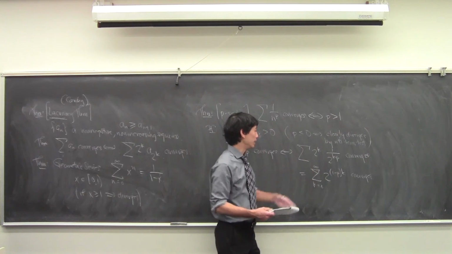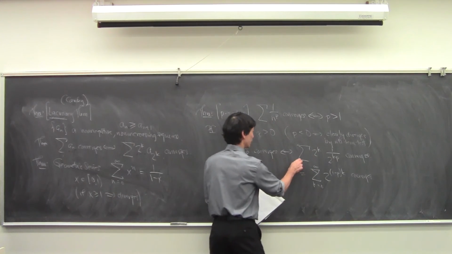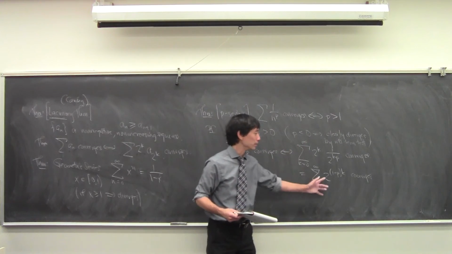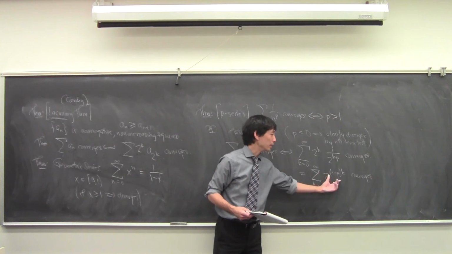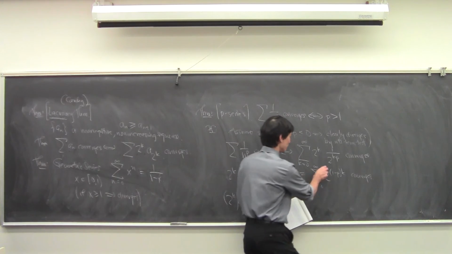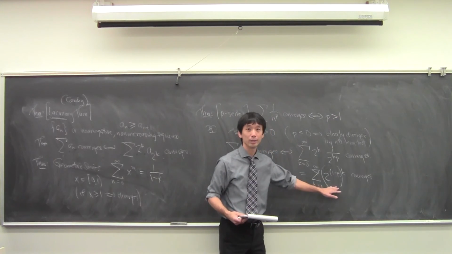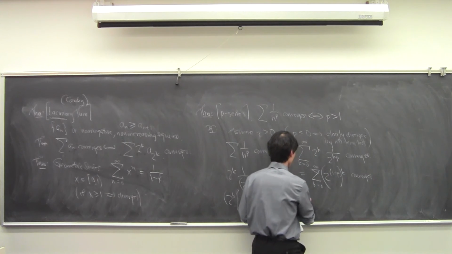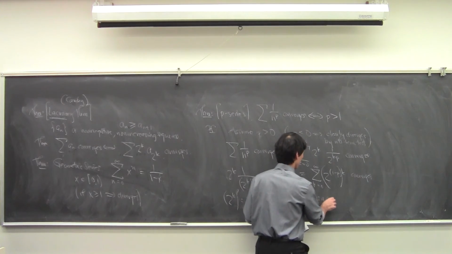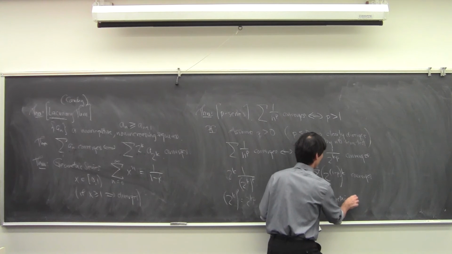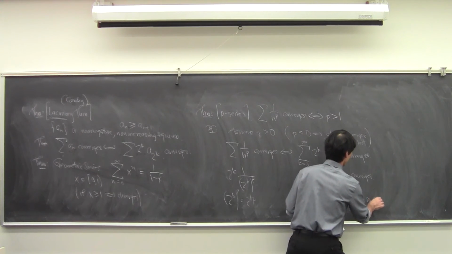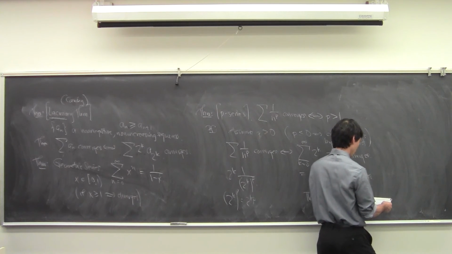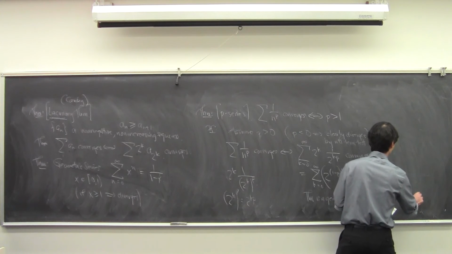So this converges if and only if this converges. Okay, but this is the same thing as this, and you see that this thing is just this thing to the kth power. So it's a geometric series. This is a geometric series. So it converges if and only if 1 minus p is less than 0.